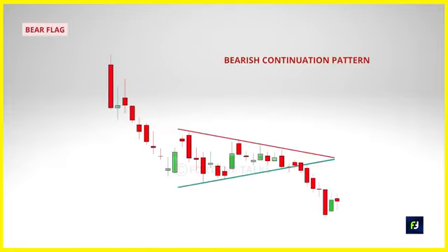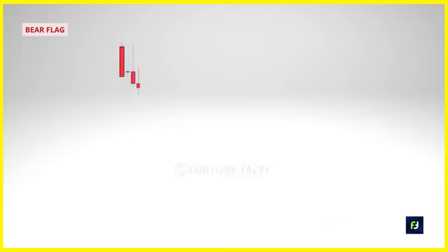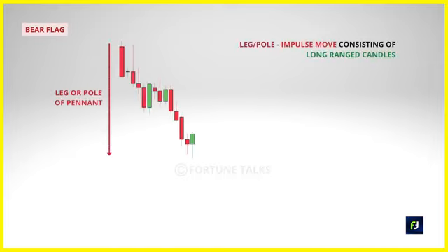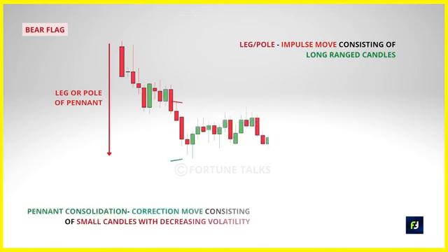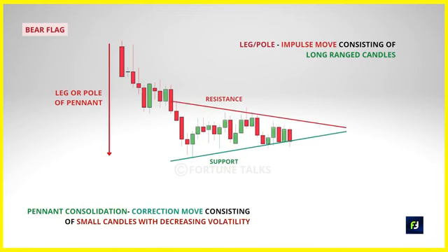I won't go into all the details of a bear pennant. This is exactly the opposite of bull pennants. Now it is a bearish continuation chart pattern. It has a leg comprising of impulse candles with a strong bearish body, followed by a tight consolidation associated with smaller candles and a contraction in volatility. We expect the price to break out explosively below the trendline support level and continue with the trend.